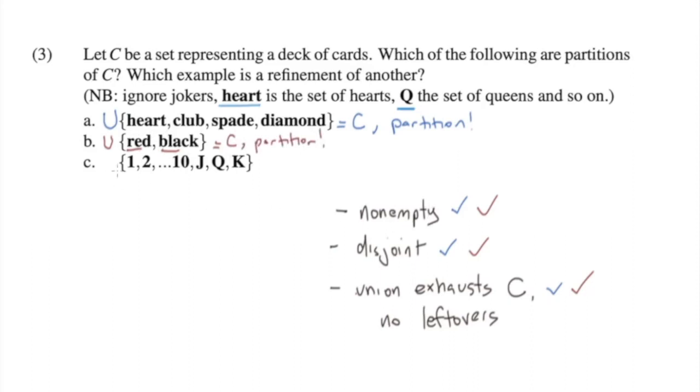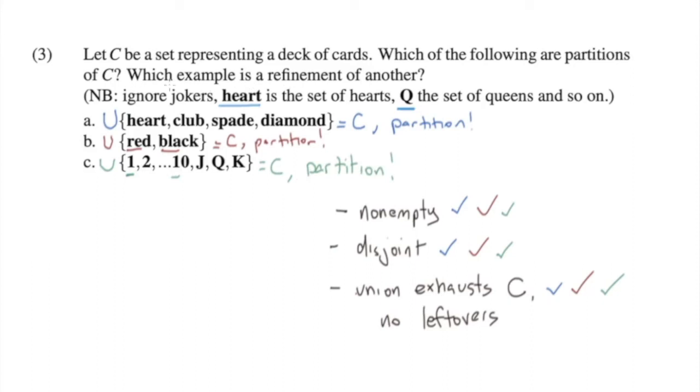And then finally, this one, which is dividing up the set by value. So 1 or ace, and then 2, and so on up to 10, jack, queen, king. All of those sets are non-empty, right? They're all disjoint. There's no card which is simultaneously a 2 and a 10 or a 10 and a jack. And then the union exhausts the set of cards, right? Because the union of all of those is the set of cards. There's no card which doesn't fall into one of these categories. So this is a partition too. All three of these are partitions of the set of cards.